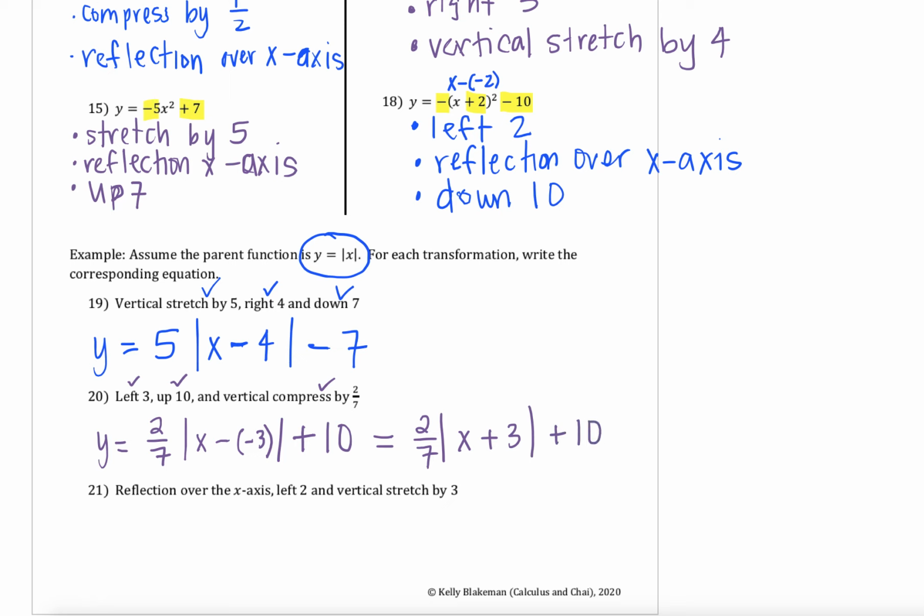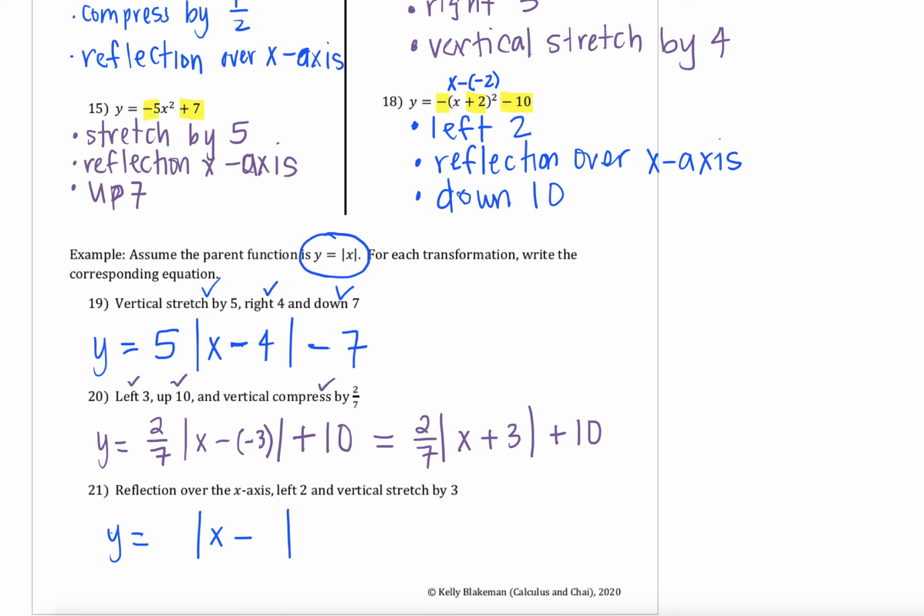Now in example 21, we have a reflection over the x-axis. We're going to the left 2, and we have a vertical stretch by 3. I'm going to set up our general form here with our parent function. Why don't you guys pause the video and write this out using all those transformations.